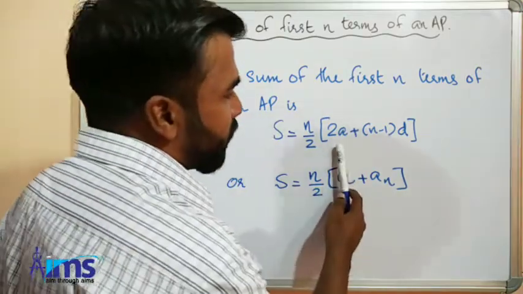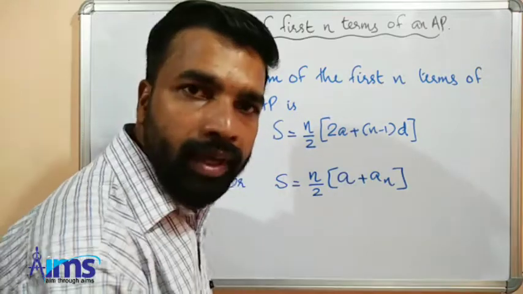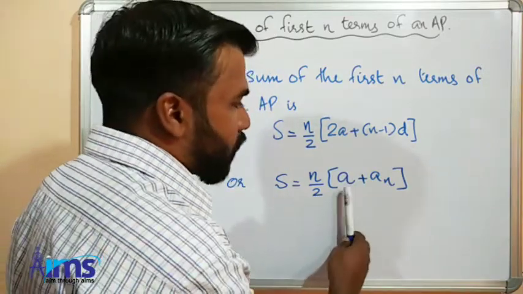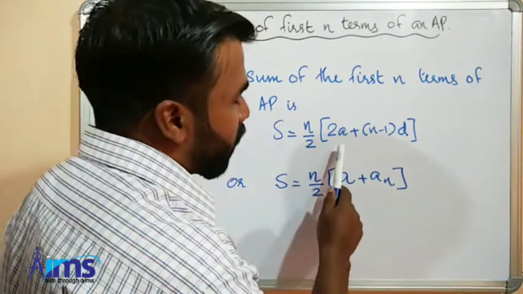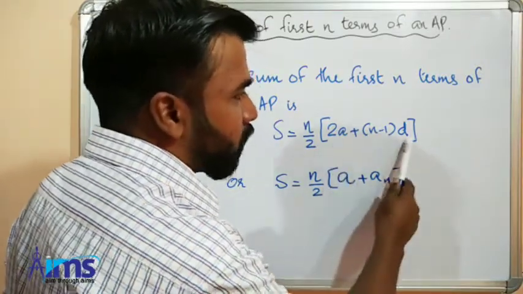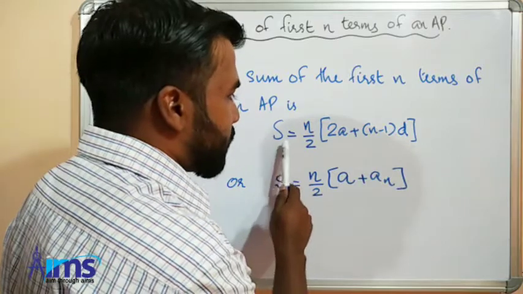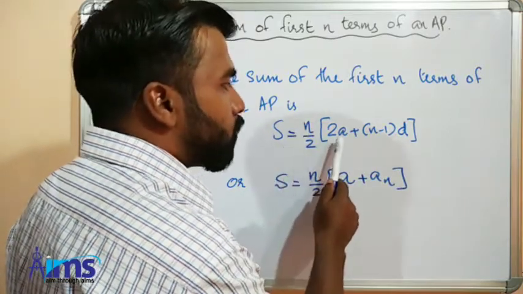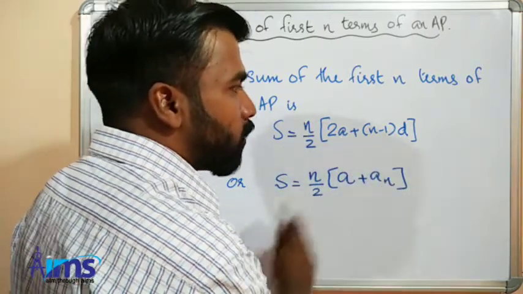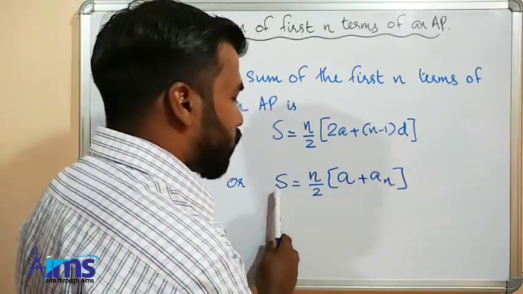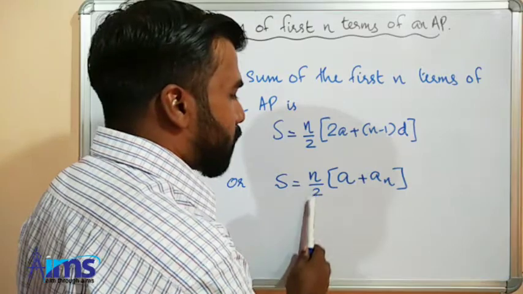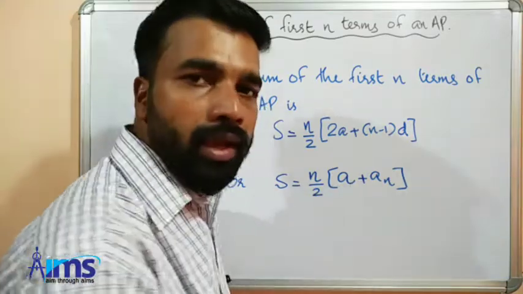Here the first term and the common difference will be given, and in the second case the first term and last term will be given. So if you are provided with the first term and common difference, you have to use S = n/2 (2a + (n - 1)d), and if you know the first term and last term, then you have to use sum = n/2 (a + an).